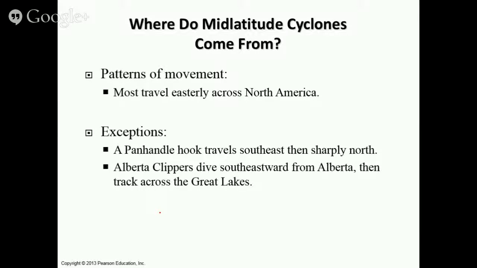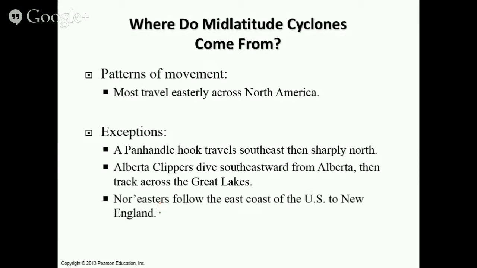We do have some implications for those. They're very fast moving, maybe an inch or so of snow over an hour. They can be pesky from the standpoint of timing. Outside of that, there's no major problems unless we just have a poorly timed system. And then we said the nor'easters, they follow the East Coast and come into New England.